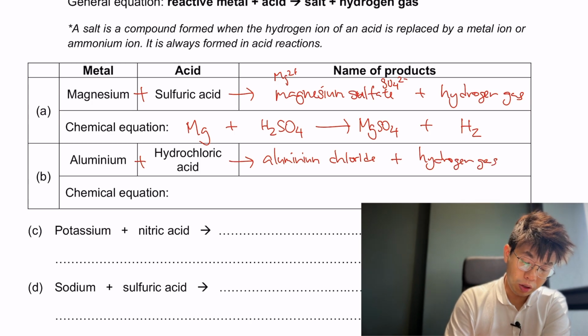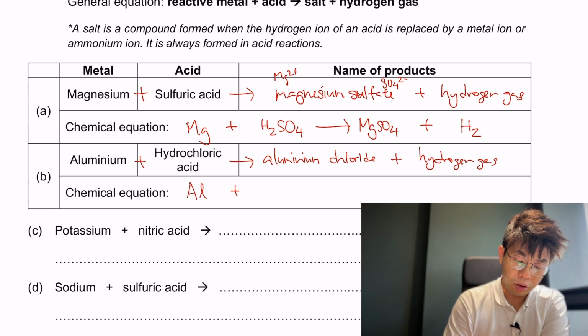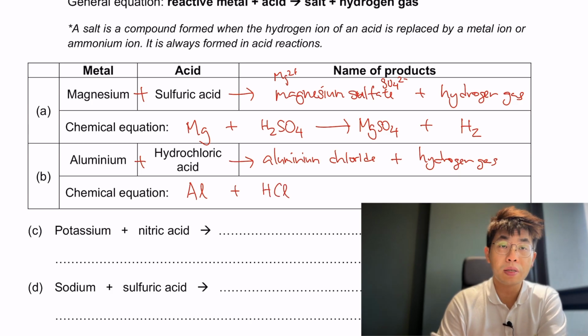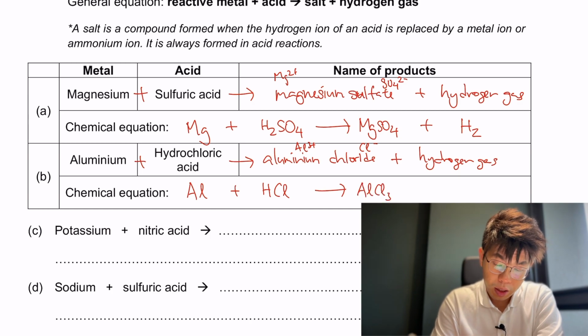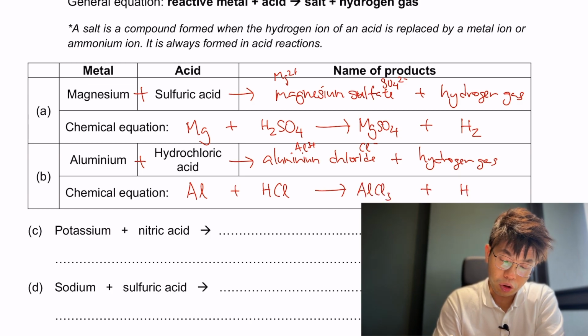So let me write out the equation. Aluminium is Al. Hydrochloric acid, must remember, is HCl. And then aluminium is Al3+. Chlorine is group 17, Cl-. So this is AlCl3. Hydrogen gas is H2.